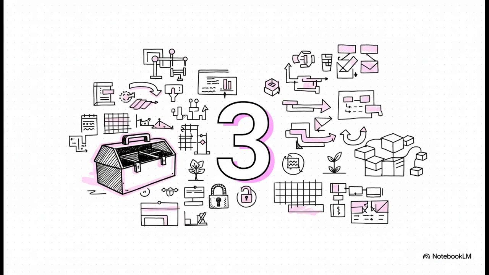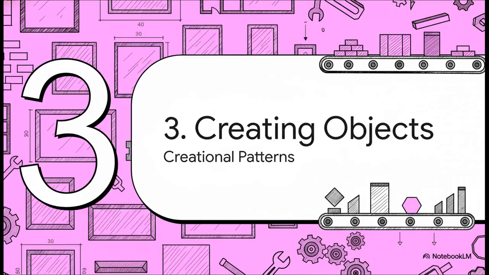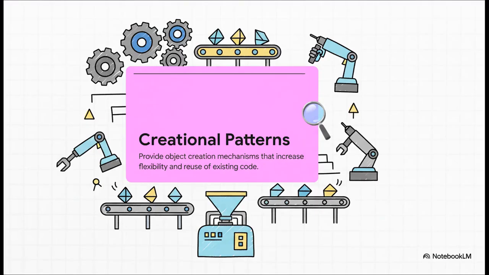Now, this toolkit, it's actually pretty well organized. Even though there are hundreds of patterns out there, they generally get grouped into three main categories, all based on what they help you get done. Okay, let's open the first drawer in our toolbox. Patterns that are all about creating things. How do you actually manufacture the bricks and the beams and the windows for your skyscraper in a way that's smart and flexible? These are your creational patterns.